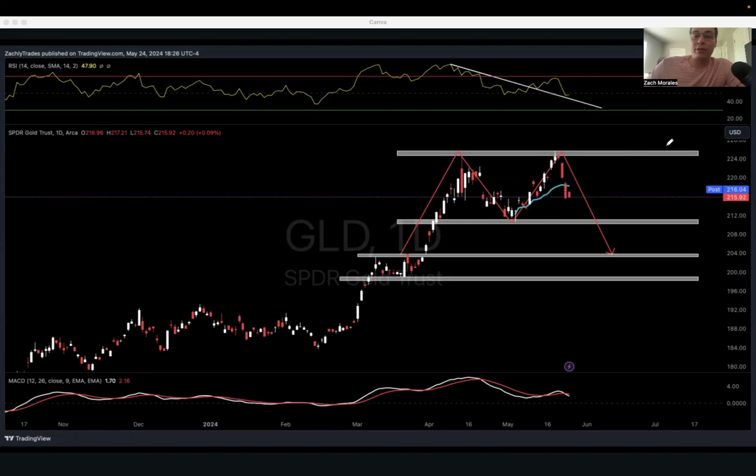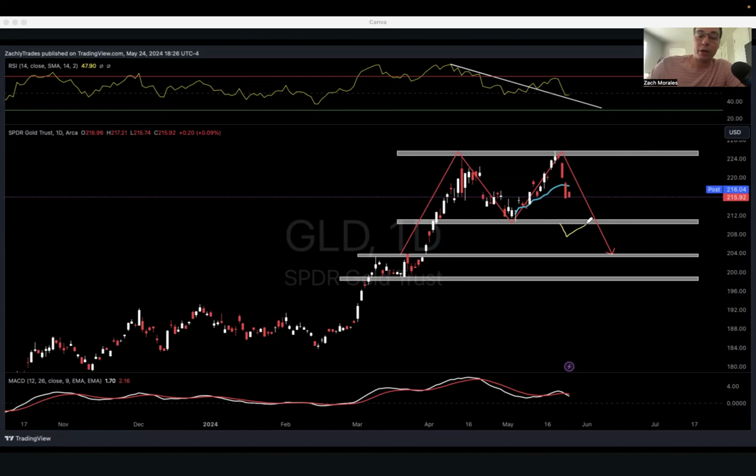So the bears do get the advantage, but I just want people to be a little bit cautious. If we come down here towards this neckline area, there's the possibility that, hey, we may get a little bit of a false move here, and that could lead to a very fast move potentially back up to the highs.